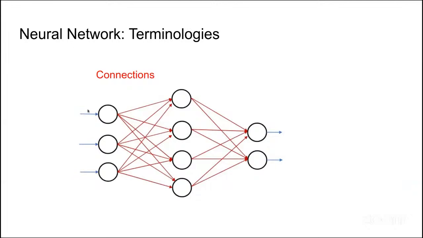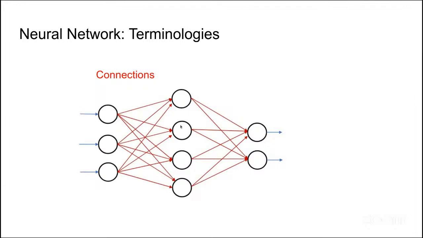And the red lines are called the connections of the neural network. This node is connected to this node via this connection. The red line that you see here is the connection. Similarly, this node is connected to this node via this connection. So every node is connected to every node in the next layer. This is called layer 1, this is called layer 2, this is called layer 3. Each layer has different naming, but a node in one layer is connected to every node in the next layer.